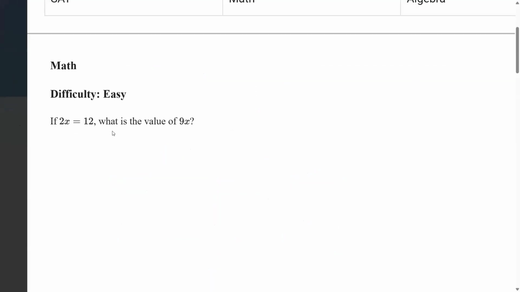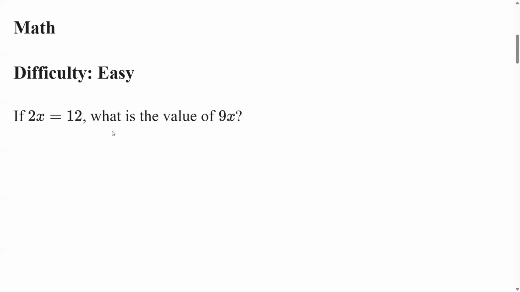What is the value of 9x? Just find x and substitute. x is equal to 6. Substitute 6 here. 9 times 6 is 54. Answer is 54.